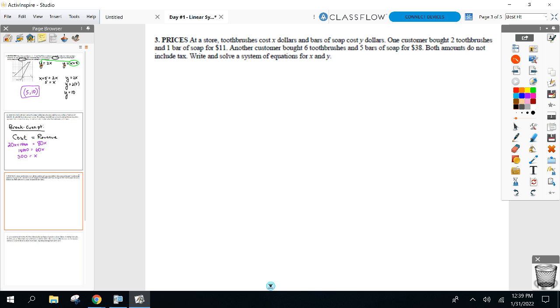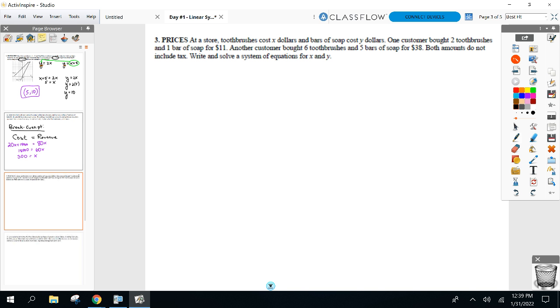6 toothbrushes, 5 bars of soap for $38. What's the cost of each? All right, what's the cost of each? Well, they already tell us what's going to be X and Y. X is the toothbrushes, Y is the soap. All right, so we're going to set up 2 equations right now with me. One for customer 1, one for the second customer.